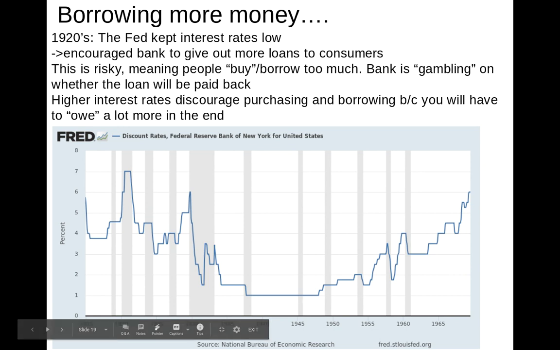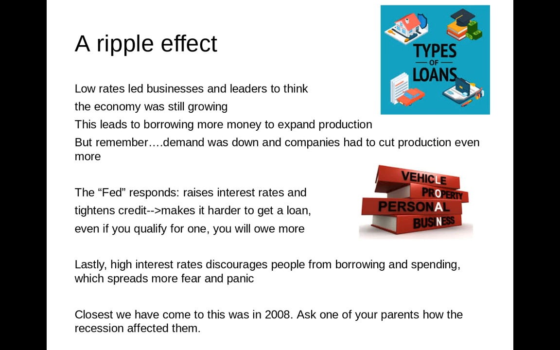All right, so I do want you guys to stay with me here on the ripple effect. That just means that things just keep a forward motion here. So low rates lead businesses and leaders to think that the economy is still growing. And this then produces overproduction because they want to borrow more money to grow their companies, but then people aren't spending as much and buying those extra goods. So as the demand goes down, guys, companies had to cut their production rates even more.